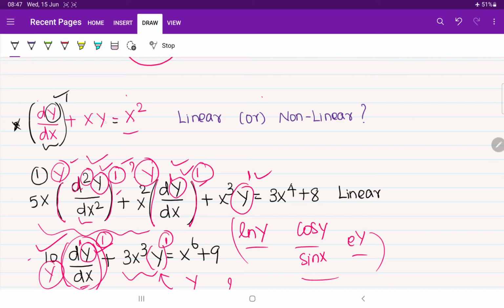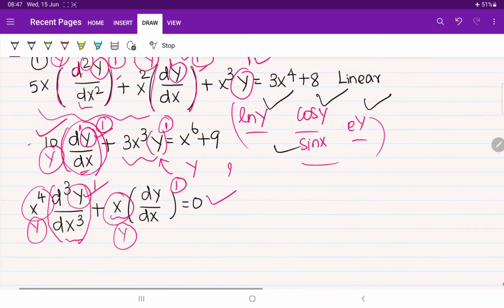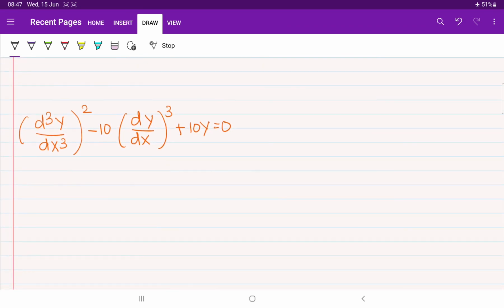Next, again cross-check. Whenever y is existing alone, just check the degree and check whether y is in the form of ln y, cos y, e power y, sin y, or it is simply existing y alone. If it is simply existing y alone, then there will be no issues. You can simply give the answer that the given equation is going to be linear only, sir. I told you, not even 3 seconds are required to give the answer for this type of question. Now, you have to start from the highest order.